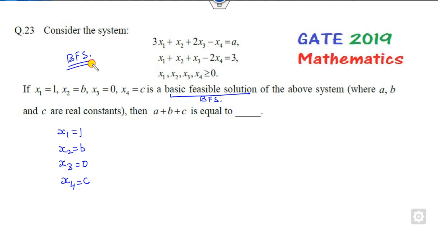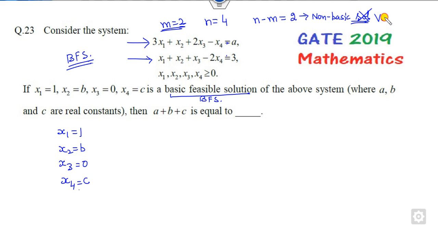Whenever there is a question of the BFS, how many constraints are there? There are 2. So m is 2. How many variables are there after the equality? There are 4. It means n minus m, which is 2, is called the non-basic variables. What is the meaning of a non-basic variable? Out of x1 to x4, n minus m, that is 2, values must be 0. But here only one value is given to you, 0.